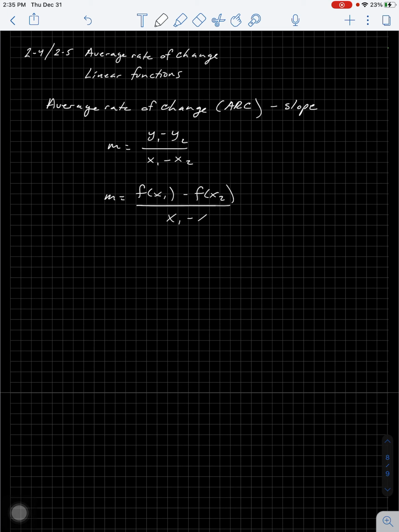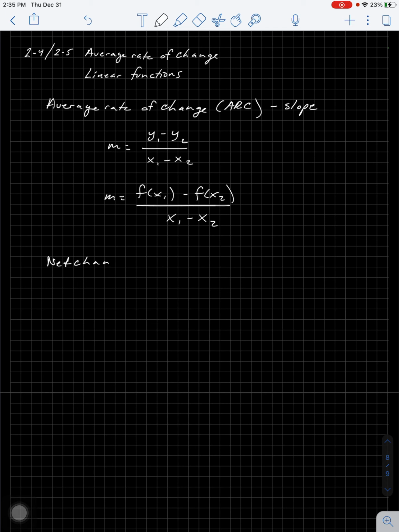The average rate of change, and we abbreviate that as ARC, is a fancy way of asking for the slope. And the slope of a line, if you recall, is y minus y over x minus x. That's how we do slope. And in this section, in function notation, what we're going to write is f of x1 minus f of x2 over x1 minus x2. So just using function notation, but it means the same thing. Take your y's, subtract them, and put them over your x's.